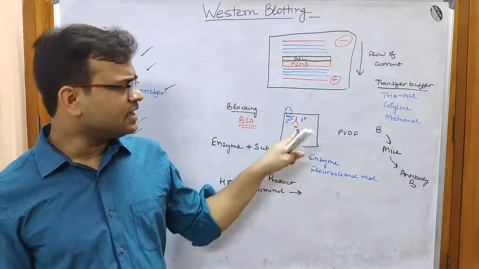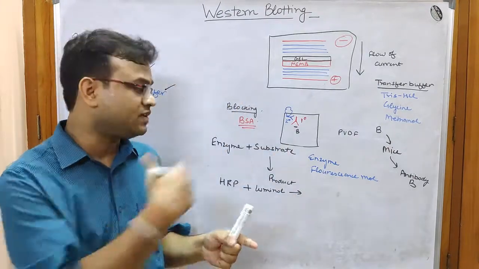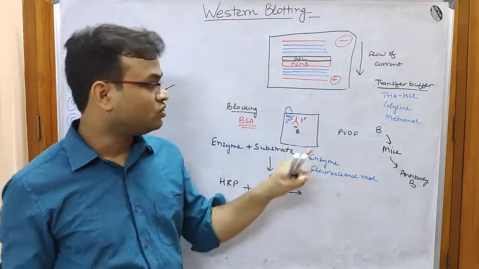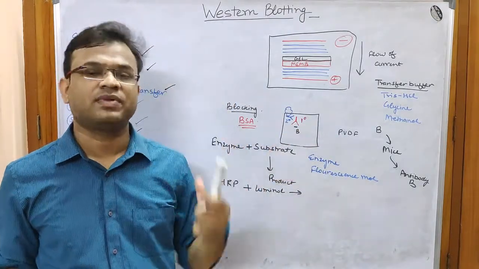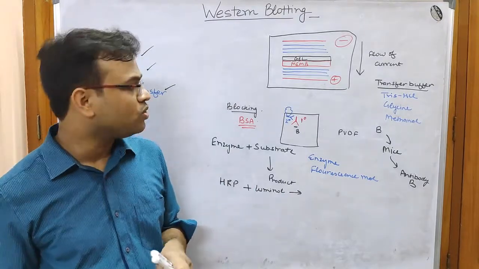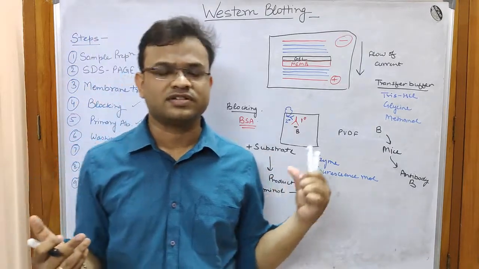So this basically is shown on the X-ray plate, because it is sensitive to such light changes, and you can easily identify whether your protein of interest is present or not. So this was one of the examples of how you can identify whether your protein of interest is present.